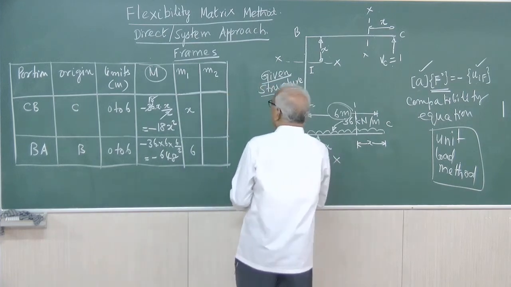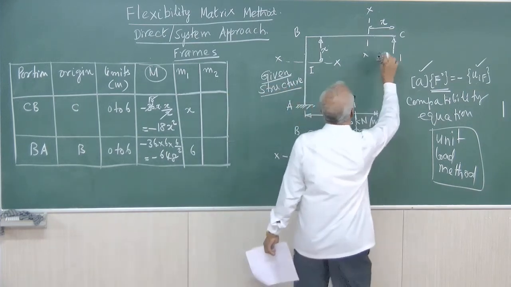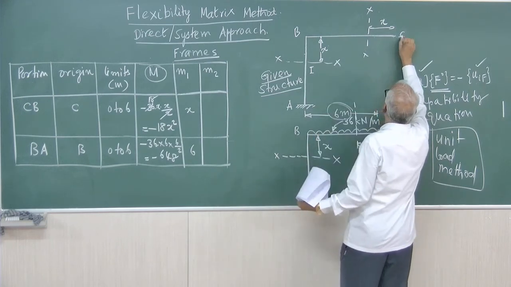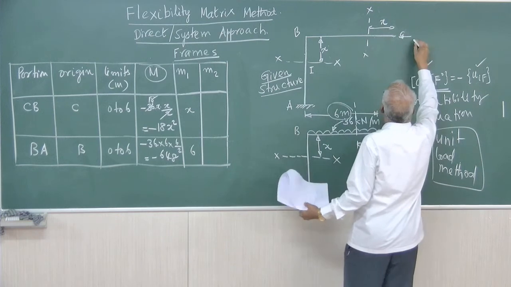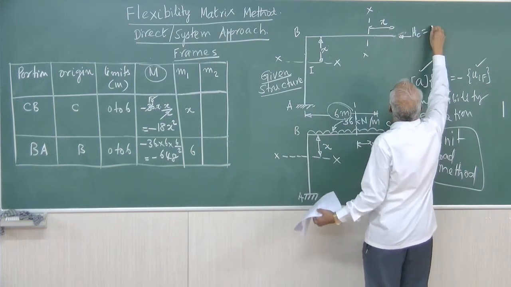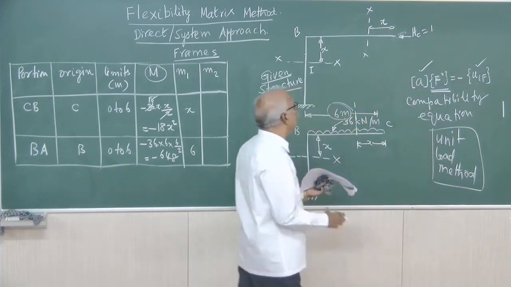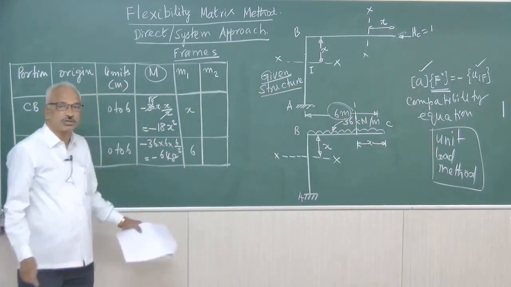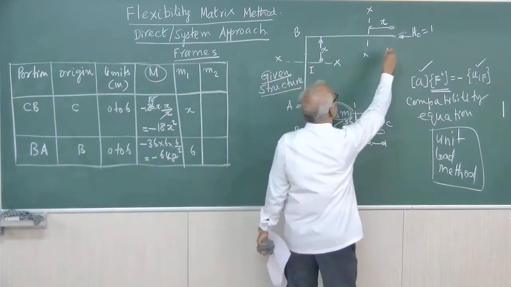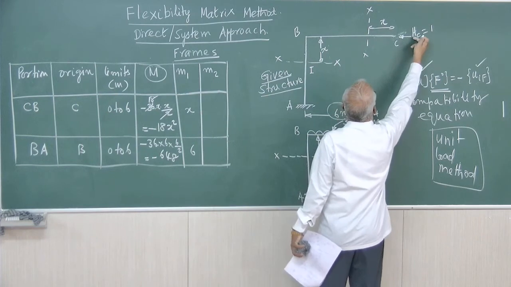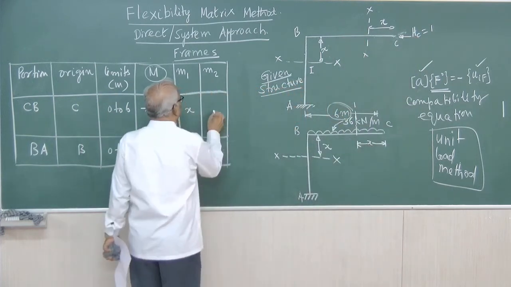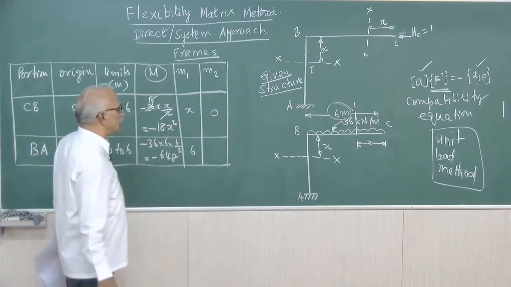Now, to find out the value of M2, which is due to unit value of redundant 2. Redundant 2 is the horizontal reaction Hc, so apply Hc equal to unity. Redundant 2 is the horizontal reaction at C. Now, for the portion CB, this is an axial force that will not cause any moment. Therefore, in the portion CB it is 0.